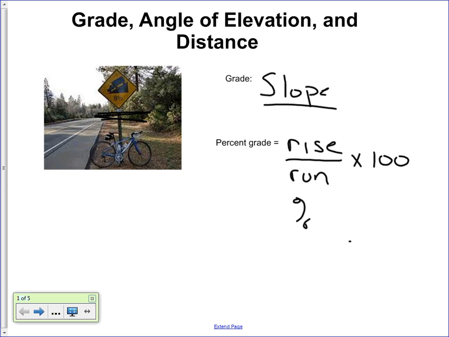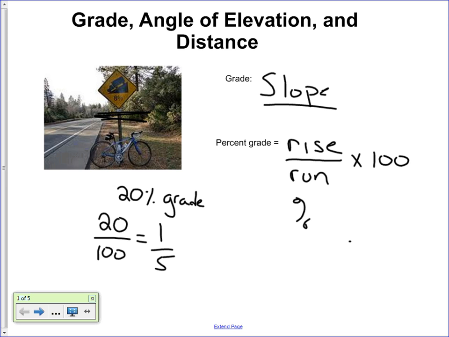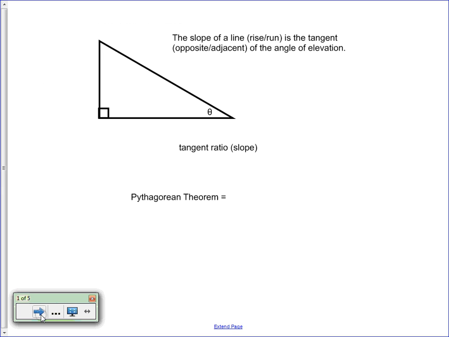If I wanted to convert back from percent grade into slope, so for example, if I had a 20% grade and I wanted to turn that into a slope, well, then I could do the opposite. So remember, 20% is really like saying 20 over 100, which we can reduce down to 1 over 5. And that would give us a slope. So we can go back and forth between grade and slope just by understanding a few quick rules.